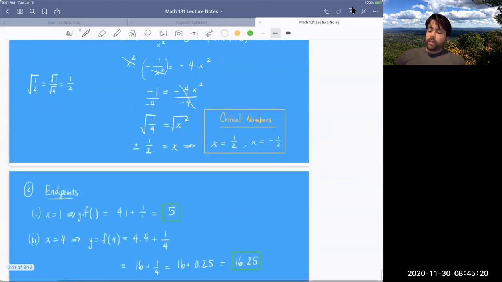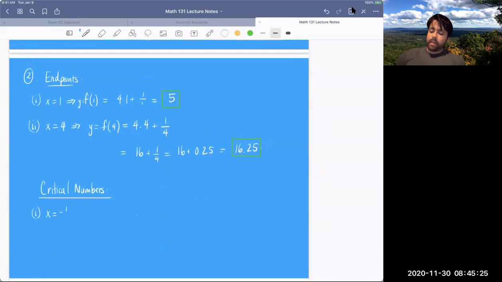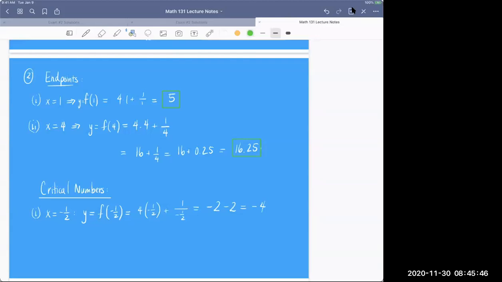So the first one, I'm gonna write x equals negative a half. And again, I only care about the y value. So this becomes f of negative a half, which is 4 times negative a half plus 1 over negative a half. This becomes negative 2 minus 2, which is negative 4.